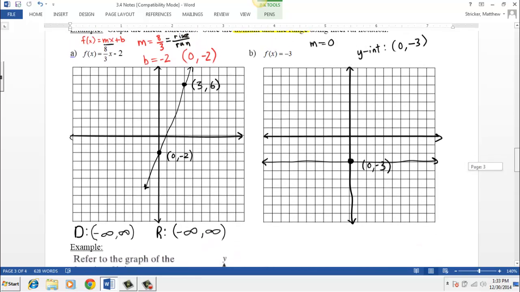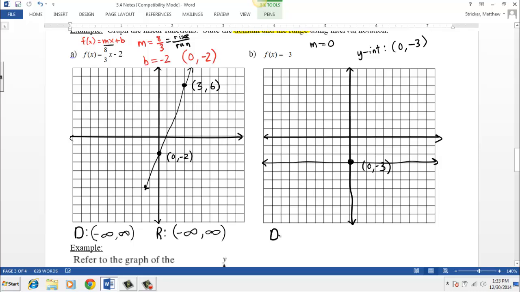And this changes the domain and range. This line goes forever to the right and forever to the left, so any input is possible. Any negative x, any positive x. Domain is negative infinity to positive infinity. But the range, on the other hand, not all outputs are possible. It doesn't keep going up, it doesn't keep going down, it stays here at a constant value. What's the constant y value? Every single point on here has a y value of -3. So we're just going to list one value here for the range, or the outputs.